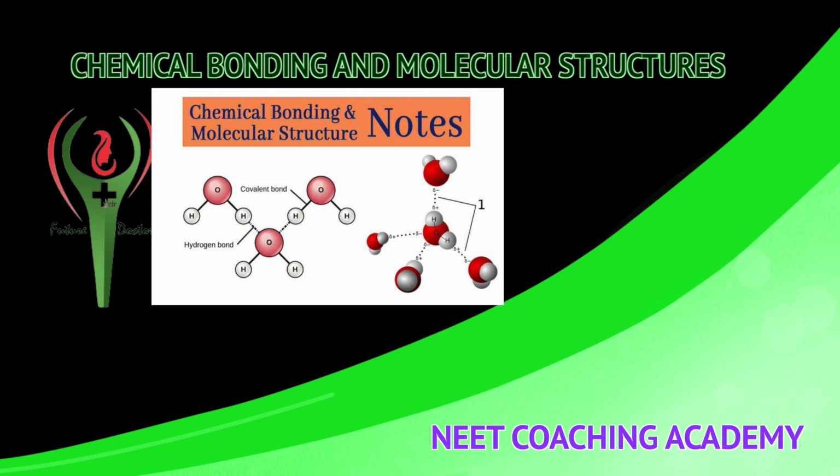A covalent bond can be a single bond, double bond, or triple bond. So what is a single bond? When two atoms share one electron pair, they are said to be joined by a single covalent bond. So only one pair of electrons is shared between two atoms, then a single covalent bond is formed. Examples are H2O, methane, ammonia, etc.